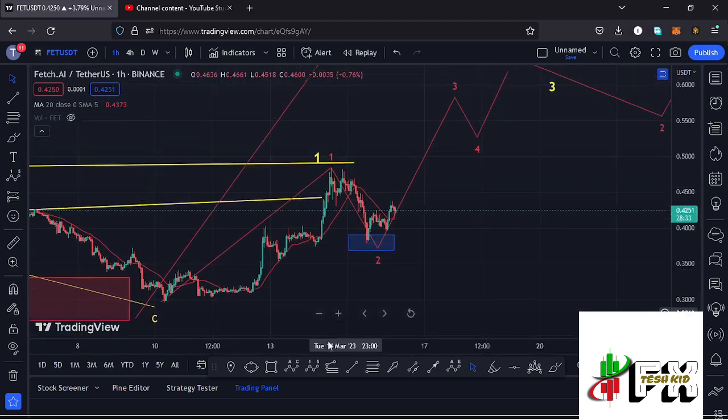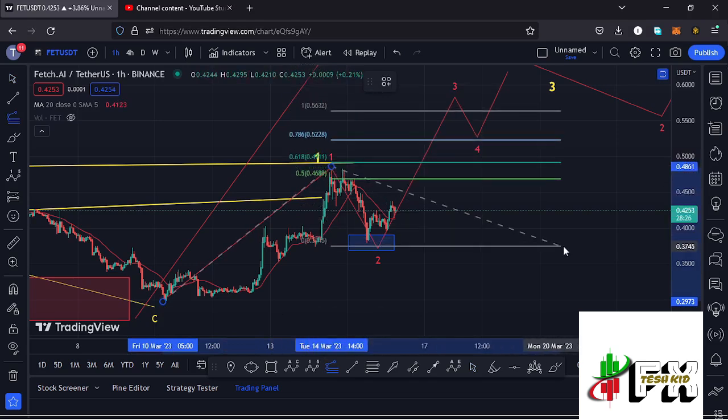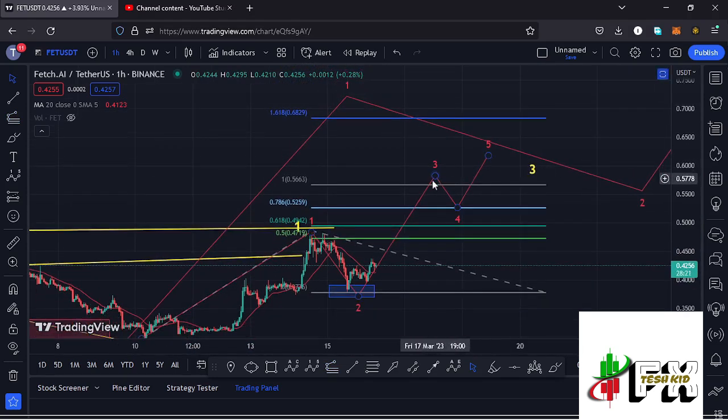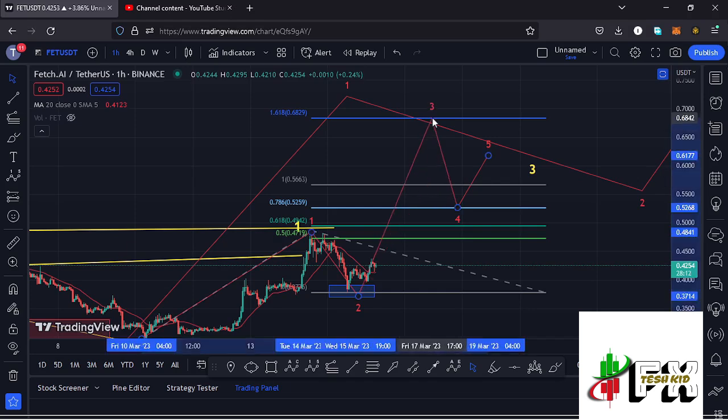Sketching out a target area to the upper side in the formation of that wave 3 by connecting the trend-based Fibonacci from the low of the first wave to the high of that wave 1, then dragging the fibs to the low of the second wave. That gives me a minimum target area to the upper side at the fib level 1.618, and that is at around the $0.6829 mark.